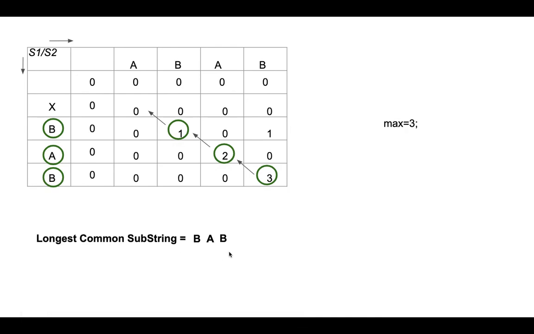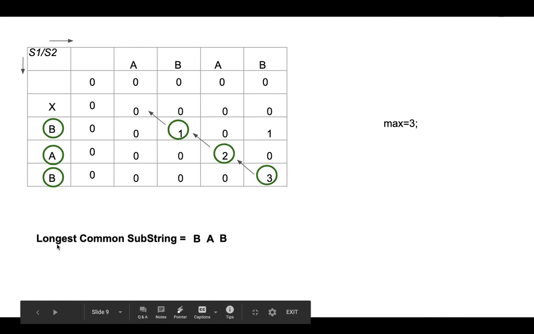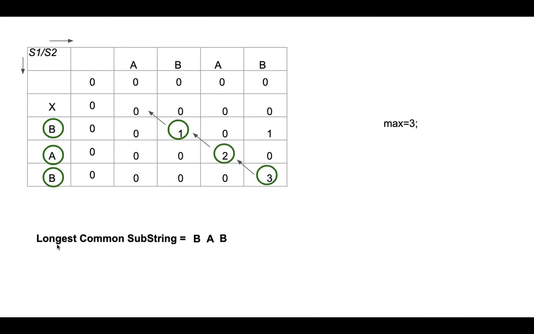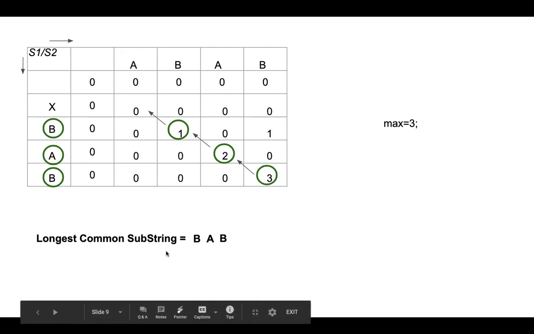So finding the longest common substring using this dynamic approach, the time complexity is n square, which is better than n raised to the power 3, and this is the dynamic approach to find the longest common substring.